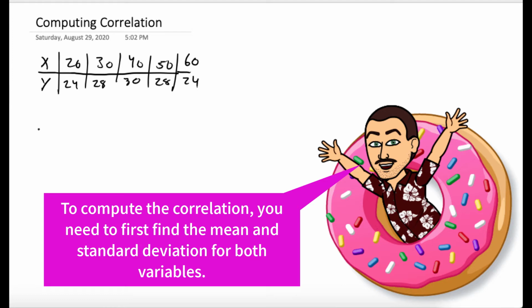So to compute the correlation, we need the mean and the standard deviation for both X and Y. And we could do this with a calculator. I found that the mean for X was 40 and the standard deviation for X was 15.81.